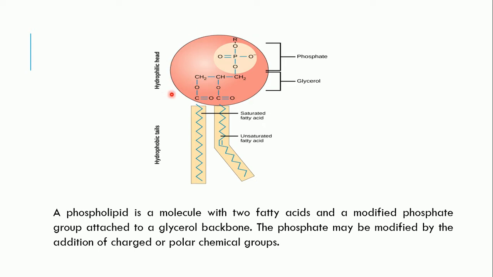This upper portion is called the hydrophilic head, and the lower portion is the hydrophobic tail. The hydrophilic head consists of a phosphate group, which is attached to some other alkyl groups. This is the structure of glycerol, and to these two OH groups the hydrophobic tails are attached, that is fatty acids. It may be a saturated fatty acid or an unsaturated fatty acid. So a phospholipid is a molecule with two fatty acids and a modified phosphate group attached to a glycerol backbone. The phosphate may be modified by the addition of charged or polar chemical groups.